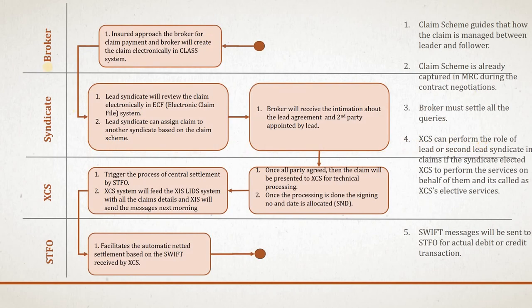Again, here the parties involved are: the broker, which plays a central role; the syndicate, which we also call underwriters; then we have XCS; and then we have the Settlement Trust Fund Office, which acts as a central office to settle all the monetary movement. So the process starts with the broker.